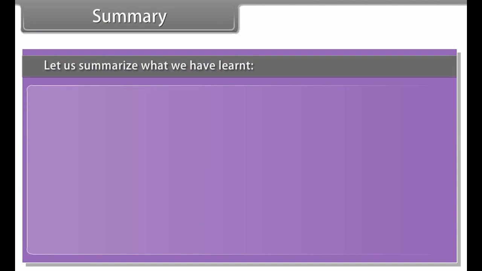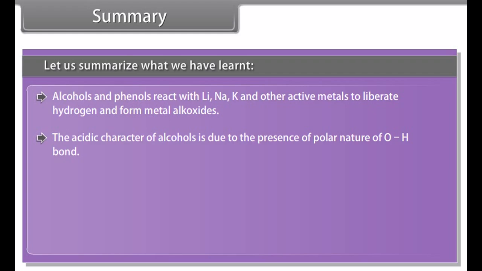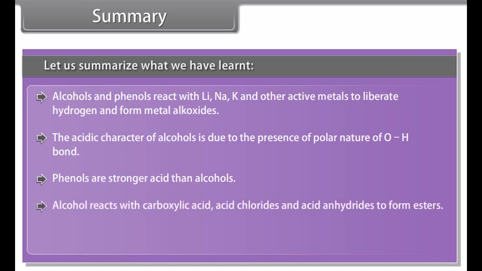Let us summarize what we have learned. Alcohols and phenols react with lithium, sodium, potassium, and other active metals to liberate hydrogen and form metal alkoxides. The acidic character of alcohols is due to the polar nature of the O-H bond. Phenols are stronger acids than alcohols. Alcohol reacts with carboxylic acids, acid chlorides, and acid anhydrides to form esters. Phenol reacts with acid chlorides and acid anhydrides to form esters.